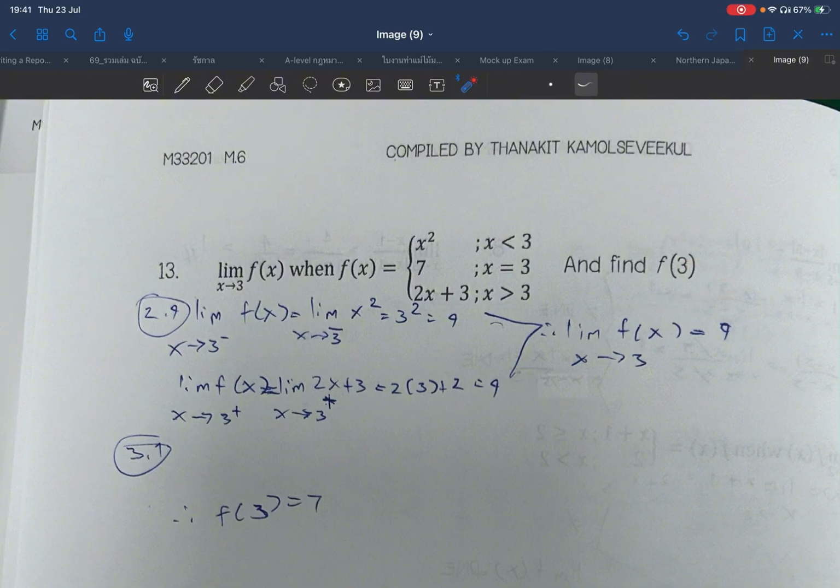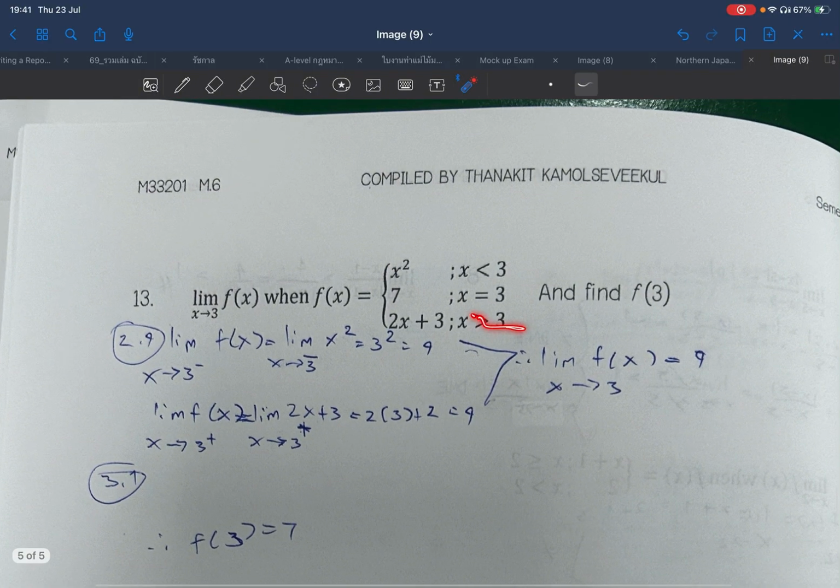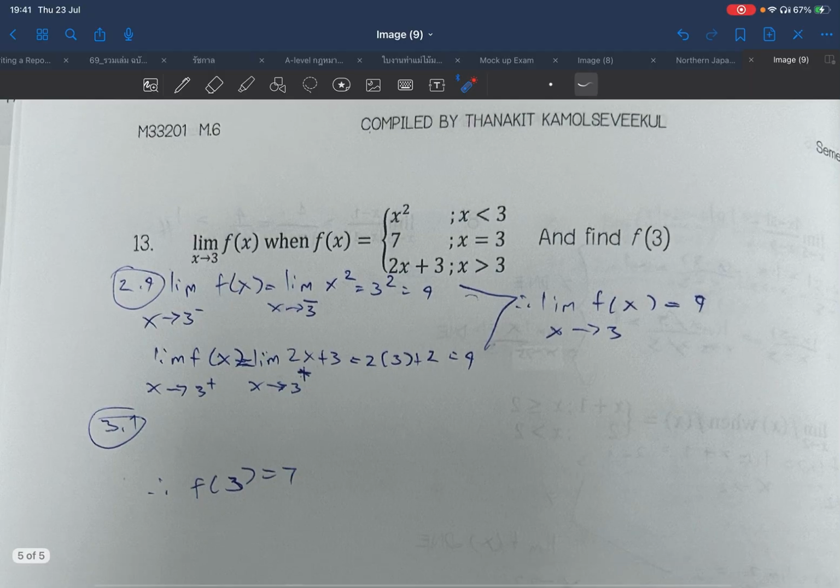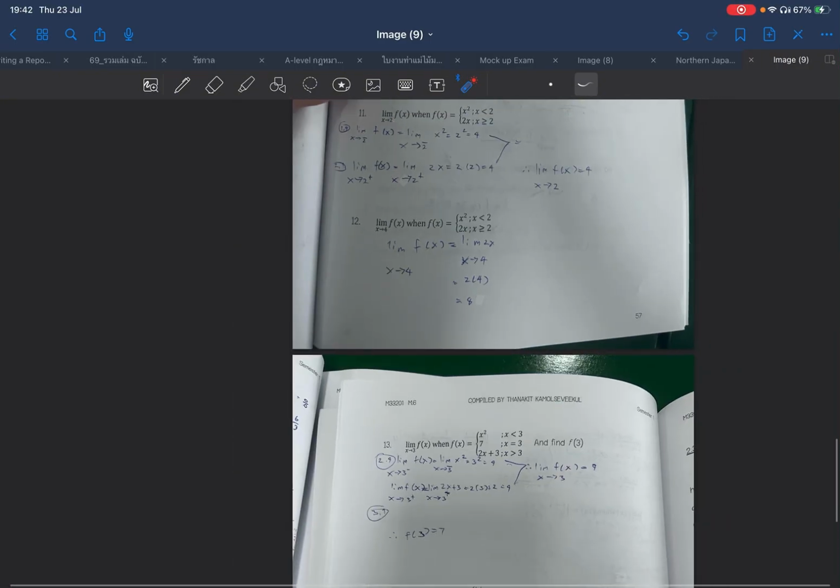So our left-hand limit is 3 power of 2 equals 9. And right-hand limit is 2 times 3 plus 3, I read it wrong, is 9 as well. For f(3), use the exact value defined at x equals 3, which is 7. So we'll get 7 as our final answer. This one also has a limit. The overall limit is equal.